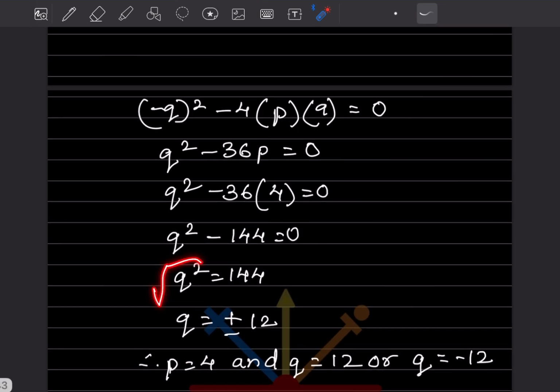So when you square both the sides, you know 144, that is a perfect square, 12 into 12. So q will be plus or minus, this is important, 12. So p will be, we got the p as 4, and q will be, you can write here plus 12, and the other one you take minus 12. So you got the values of p and q.